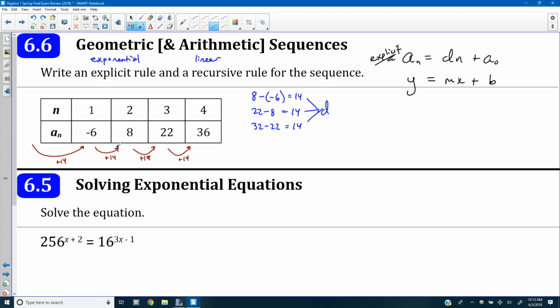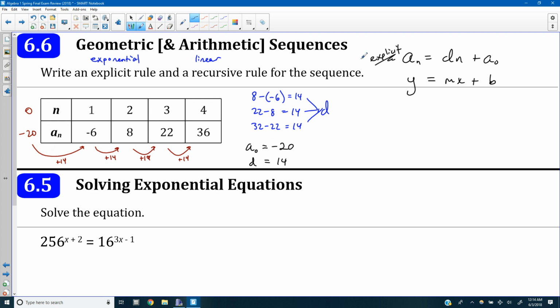The second term, let's add it twice. Third term, 3 times, etc. But that would mean we would need this number here as well. So this is when n equals 1, so this is a sub 1, here's a sub 2 and a sub 3. We need a sub 0. What is the value of the 0th term? So if I'm going to add 14 to get negative 6, I would have to subtract 14 this way to figure out what this term is. Negative 6 minus 14 is negative 20. So the 0th term here, a sub 0, is negative 20, and d, as we said before, is 14.